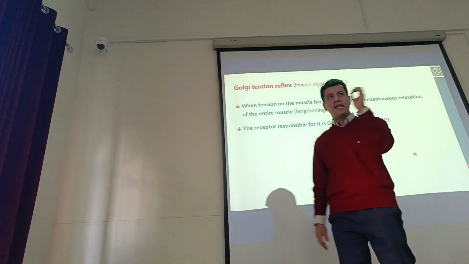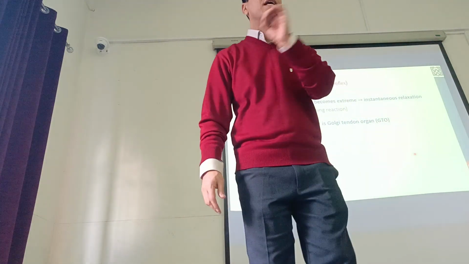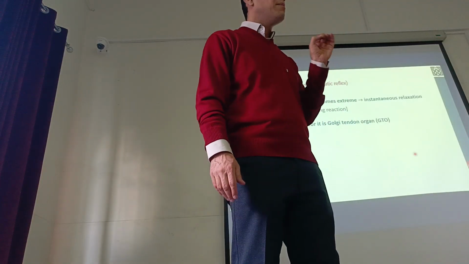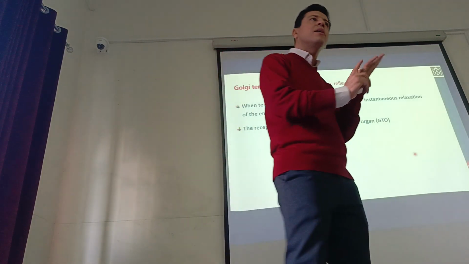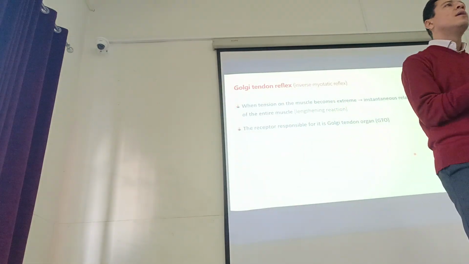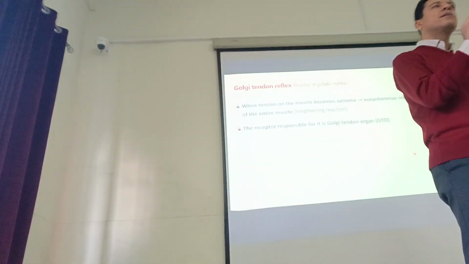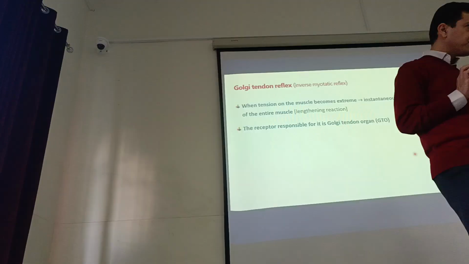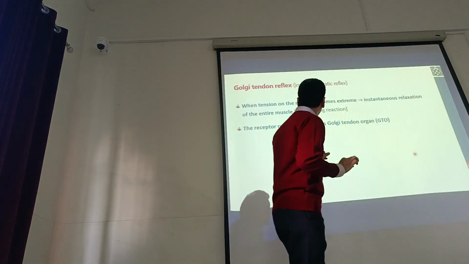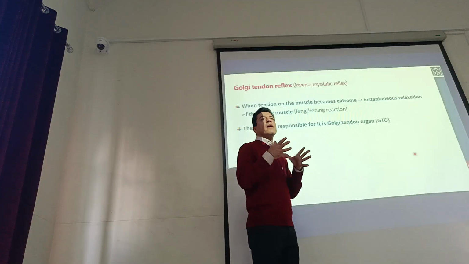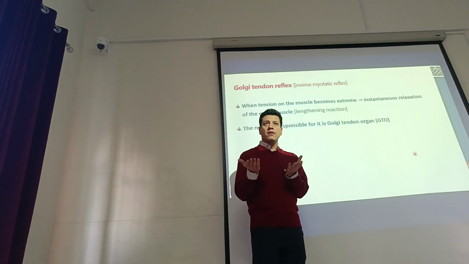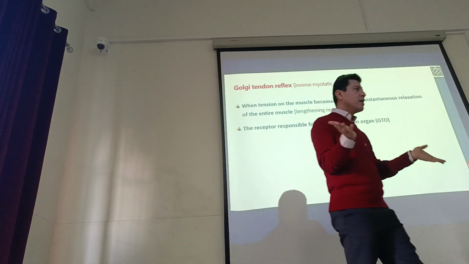Now let's start the second reflex, the Golgi tendon reflex. Remember that in the muscle we have two types of receptors, muscle spindles and Golgi tendon organs. Golgi tendon organs are located in the tendon of the muscle, right? So, the Golgi tendon reflex means relaxation of a muscle when it contracts strongly.